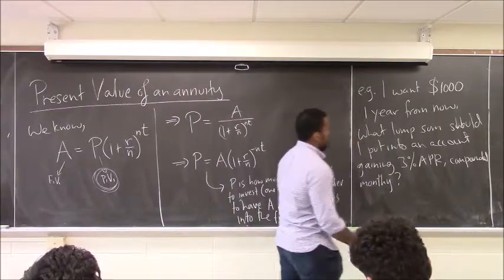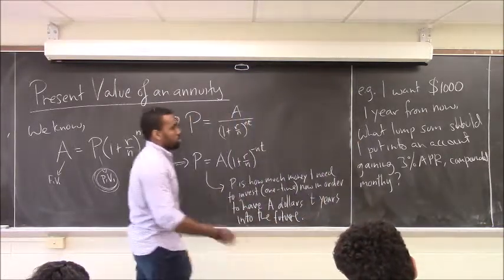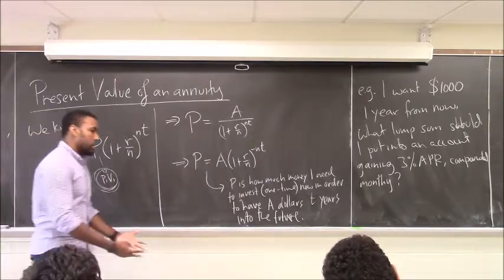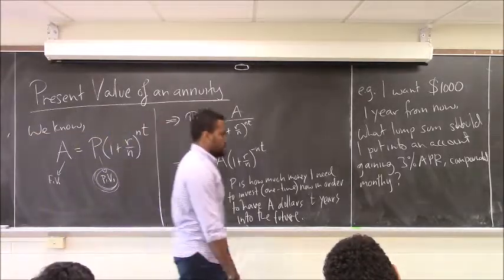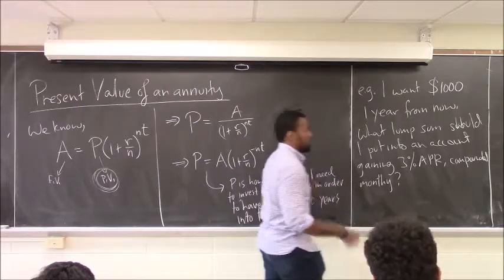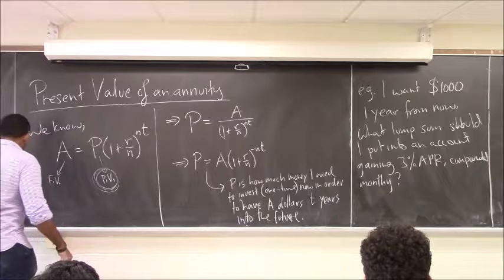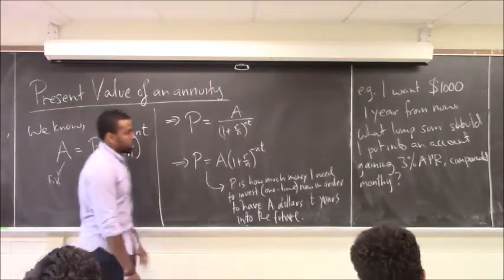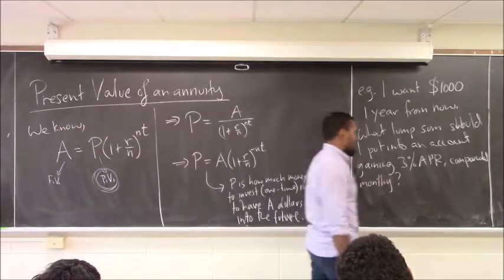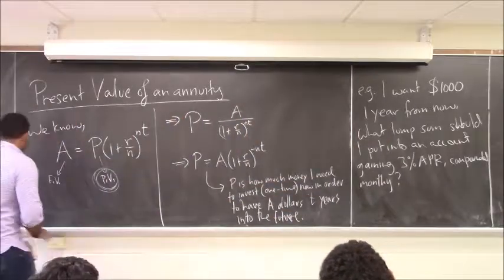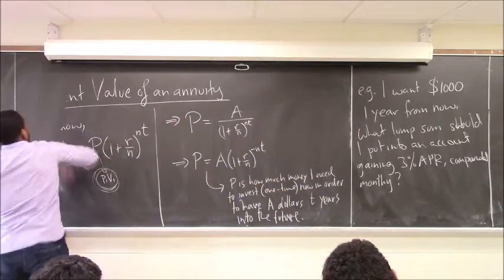Now, obviously over that year, I expect there to be some sort of increase to whatever money I put in. So I can obviously put in a little bit less than 1,000, right? Which is good. I don't want to have to put the whole 1,000 if I don't have to. But what is the present pain that I have to feel now in order to have $1,000 in the future, assuming a 3% compounded monthly interest rate?